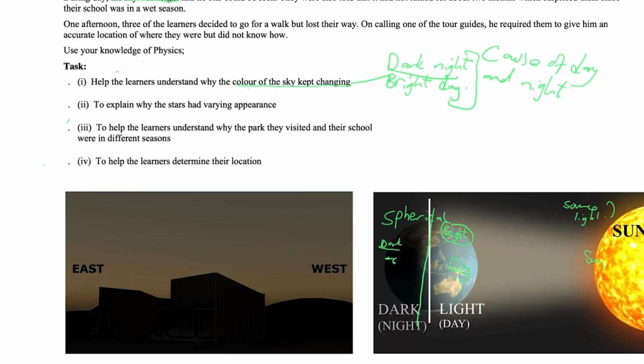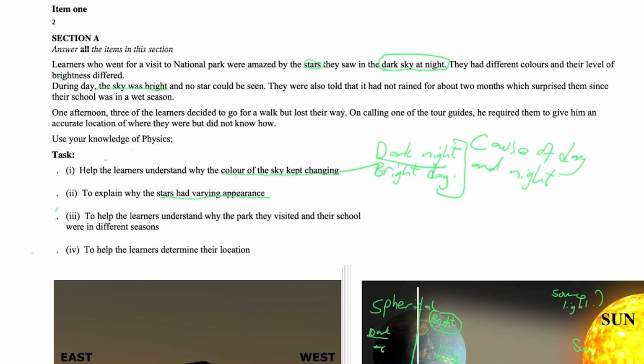Good. Now, our second task requires us to explain why the stars had varying appearance. Let us go back to our scenario. How did the stars look alike? How did they vary? Here they are talking of the stars they saw in the dark at night. These stars had different colors. Secondly, their level of brightness differed.